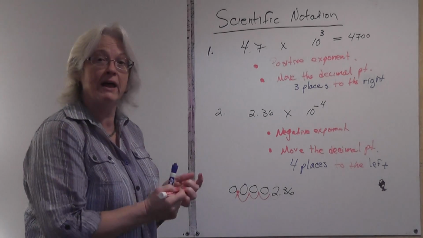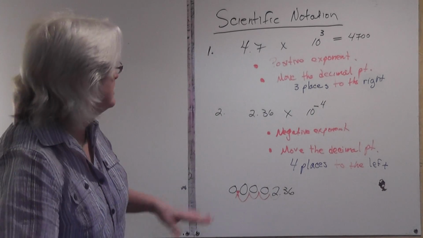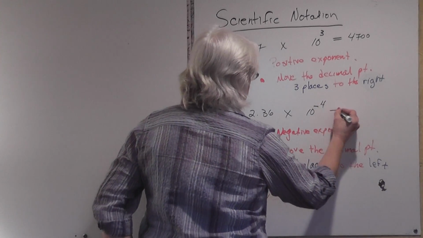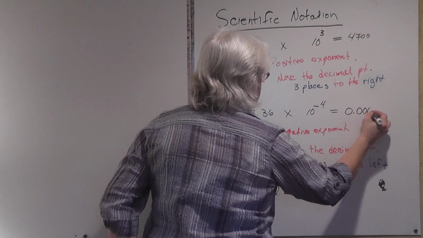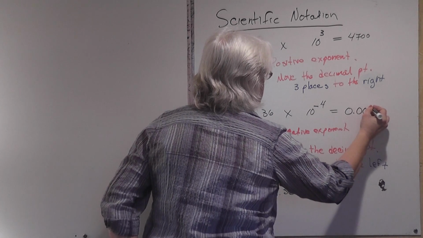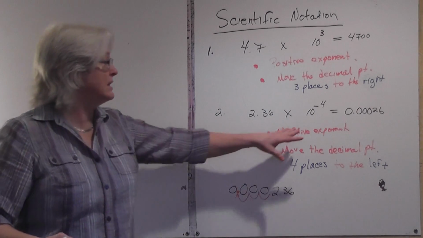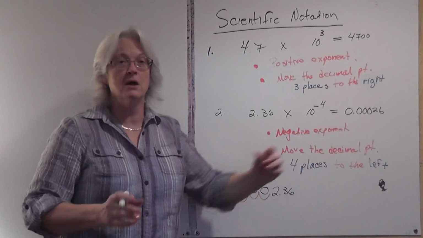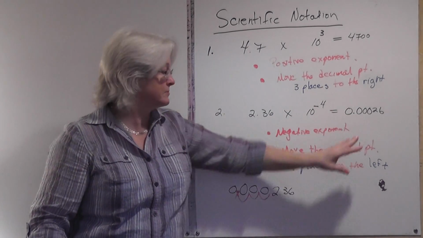So, if we have written in scientific notation 2.36 times 10 to the minus 4, that actually has a value of 0.00026. And you can see, grasp immediately why scientific notation can be so valuable, because it's very easy to get lost in all of the zeros when you have very, very small numbers.